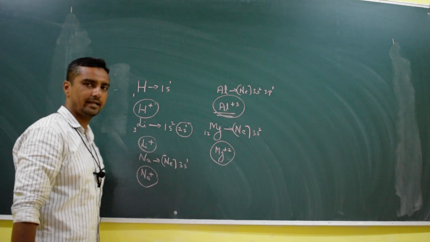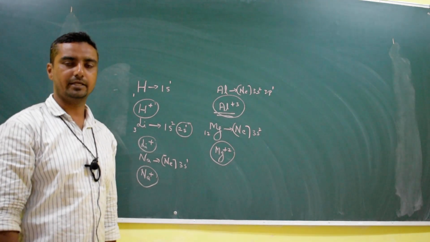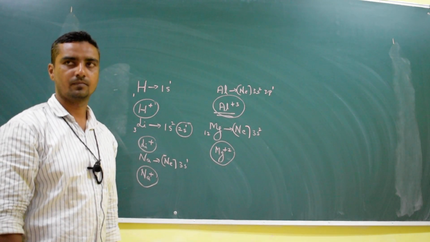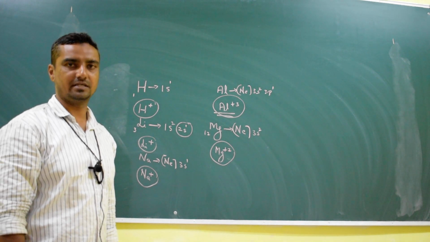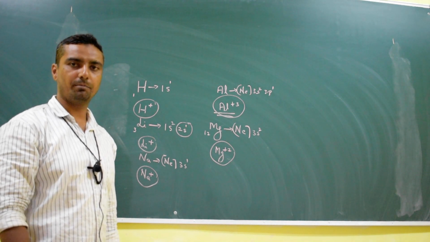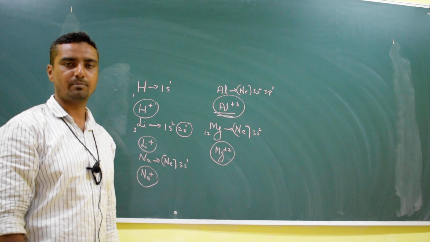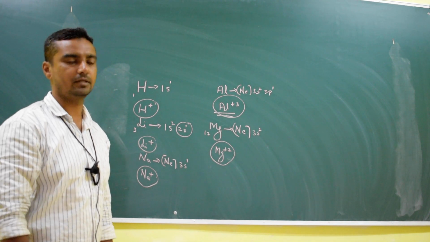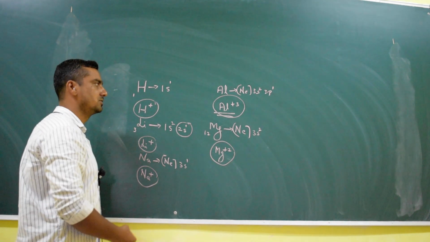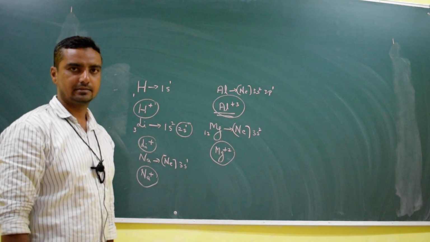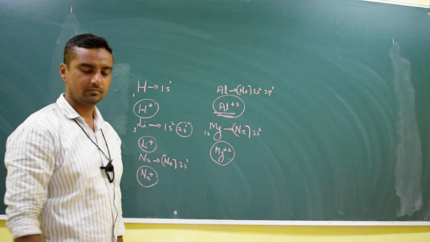Why are these called cations? Because they contain positive charge. They contain plus charge, whether it may be 1 plus, 2 plus, or 3 plus, right? So this is about your cations. Come to the anions, right?